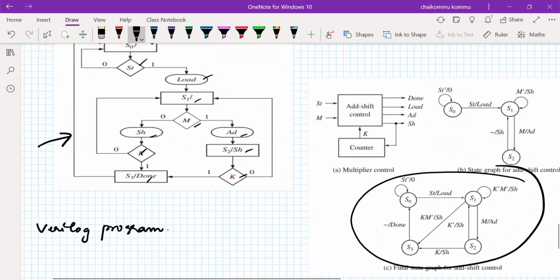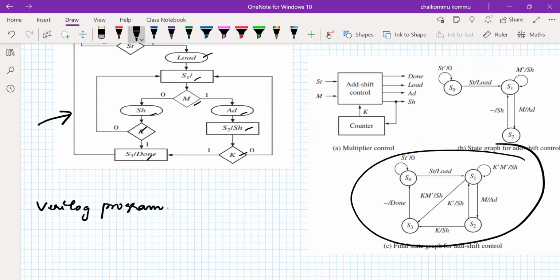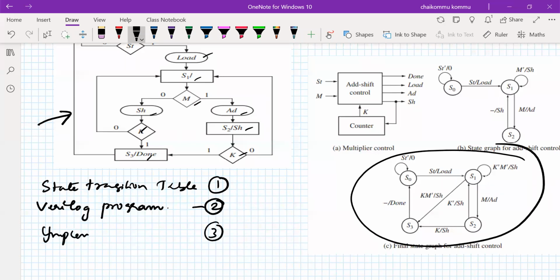For the control unit, especially the multiplier control unit, we have to write the multiplier control unit for this and generate the truth table for this. First of all, we have to generate the truth table or state transition table. First we draw the state transition table, and second the Verilog program. The third one is implementation. These things we will see in the next class.